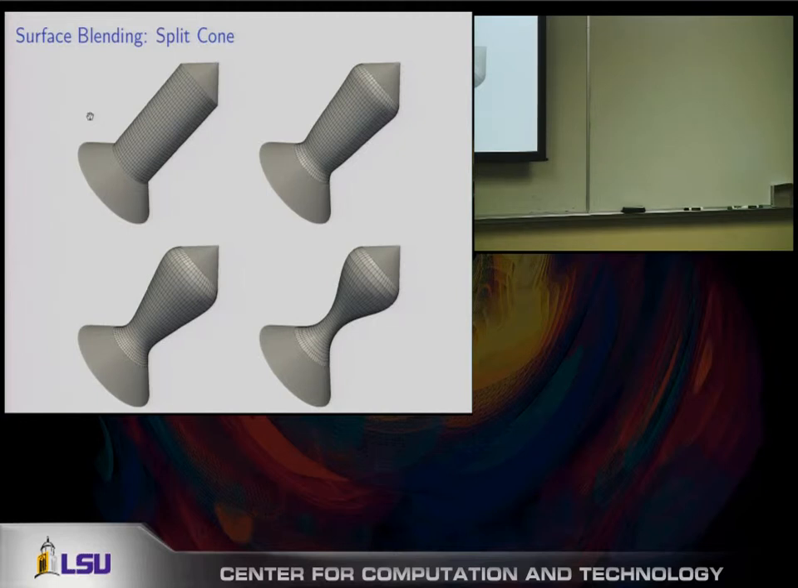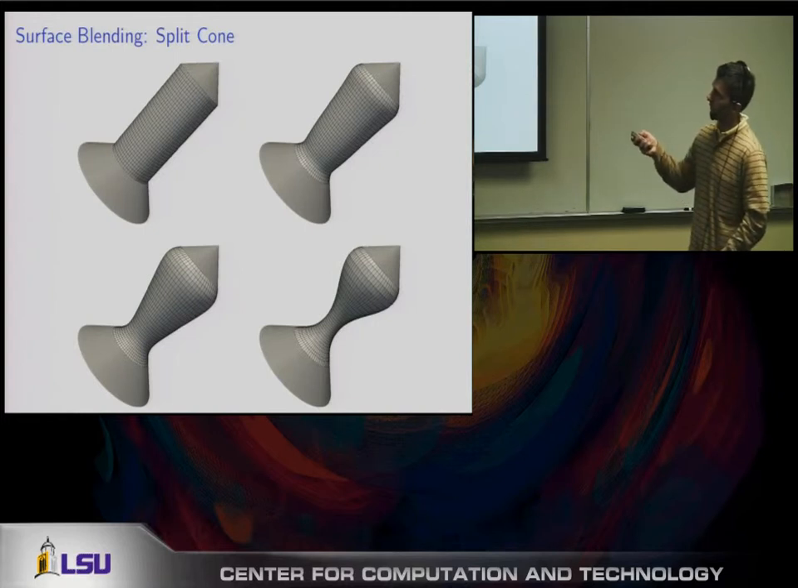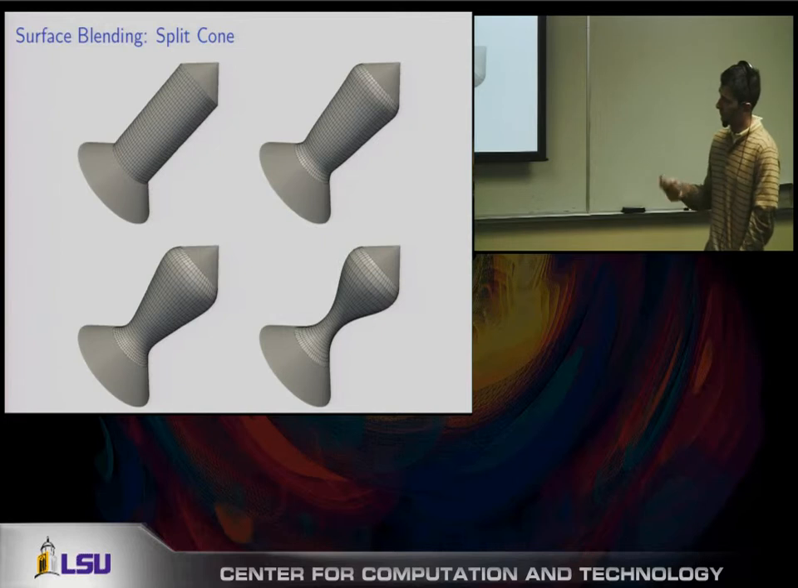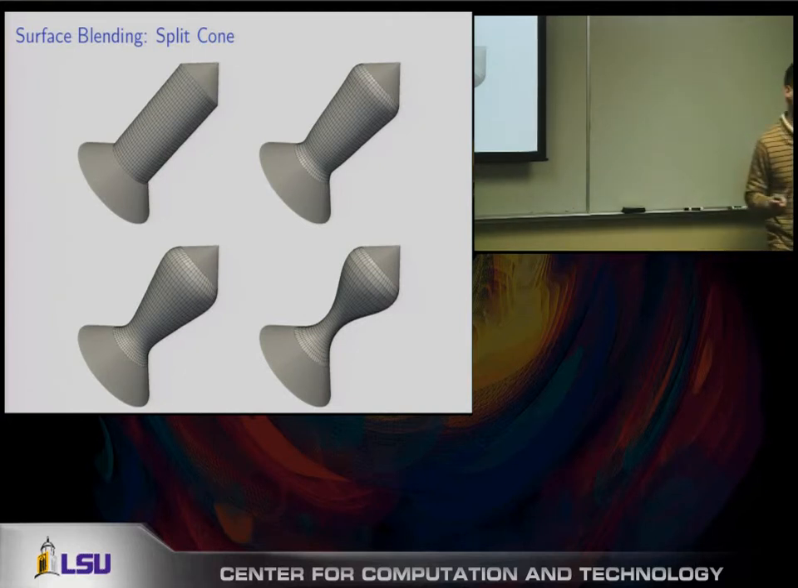Now another use of surface restoration is more likely called surface blending. I have two surfaces, and I want to blend the two using a smooth surface in between. So I provide the initial surface, and I let the algorithm run, and it ends up giving something like this. It's like a surface restoration, but with two boundaries, if you want.